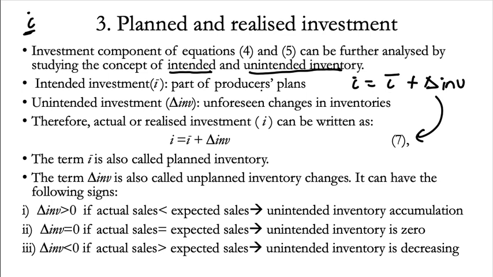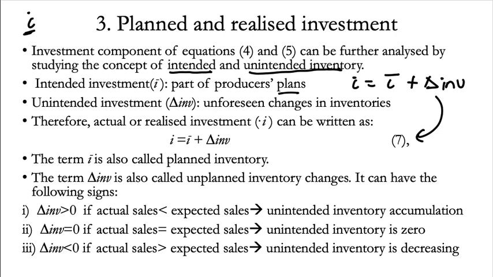Okay, so what do we mean by intended investment? It's actually the producer's plan. Assume that you are the firm, the producer or the owner of the firm. Of course, you intend to invest a certain amount, use that amount to produce goods and services, and then sell the product in the market. Okay, so that is what we call intended investment. However, what you intend to invest in your production process sometimes, or most of the time, is not the same as what happens in reality. Why? Because of the existence of unintended investment.